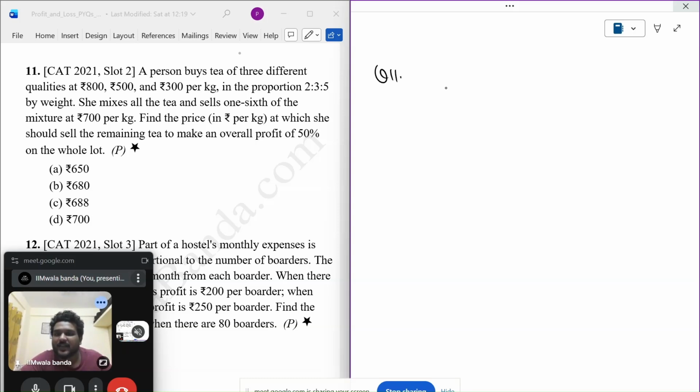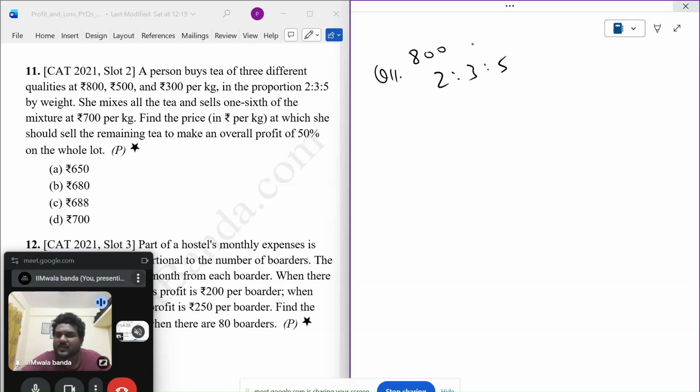Question number 11. A person buys tea of three different qualities, 800, 500, and 300, in the proportion 2 is to 3 is to 5. She mixes all the tea and sells one-sixth of the mixture at 700. Find the price at which she should sell the remaining tea to make 50% profit.